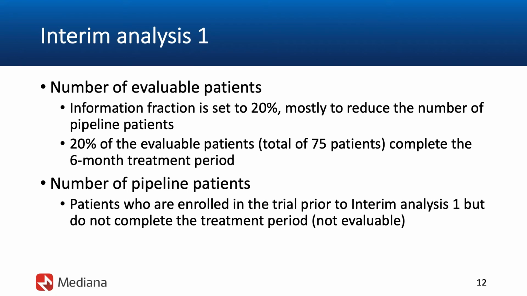This will be done mostly to reduce the number of pipeline patients, and 20% of the evaluable patients, which will be a total of 75 patients, will then complete the 6-month treatment period by this first interim analysis. And what about the pipeline patients? We have talked about the role of pipeline patients in general adaptive designs. In this case, they would be defined as patients who are enrolled in the trial prior to this interim analysis, but they do not complete the treatment period, which means that they are not evaluable, and therefore the outcomes from this set of patients will not be used in the futility assessment.